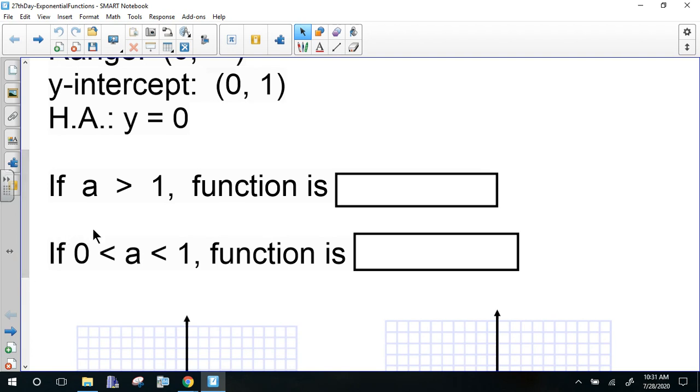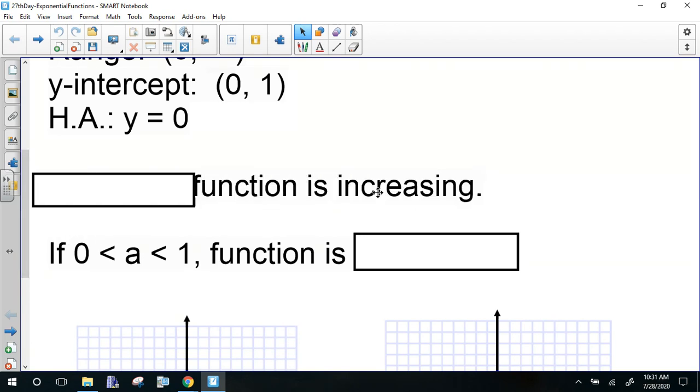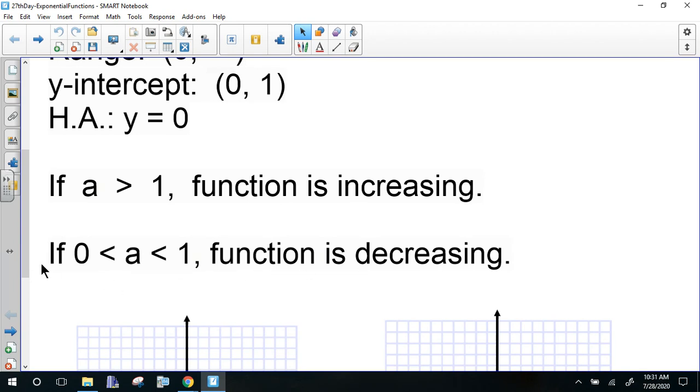If a, the base, is greater than 1, the function is said to be increasing. If a is some number between 0 and 1, like a half or a third or 2/3, it's said to be decreasing.